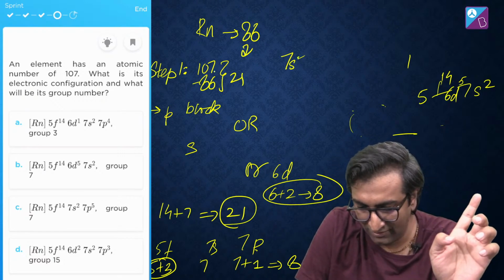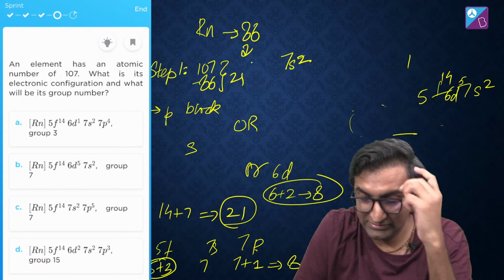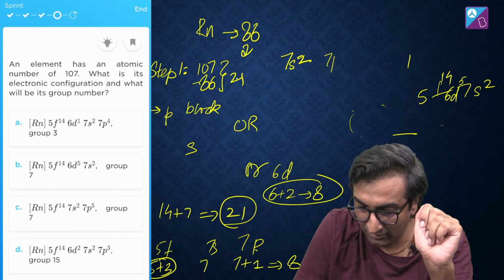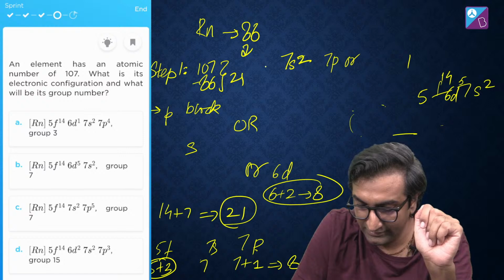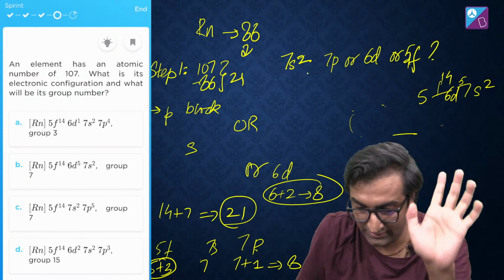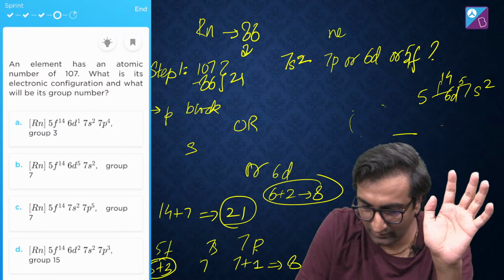Let me fill 2 in 7s. That's the easiest to do. What gets filled after 7s? Is it 7p or is it 6d or is it 5f? This is the question to ask. Let's do it from first principles.